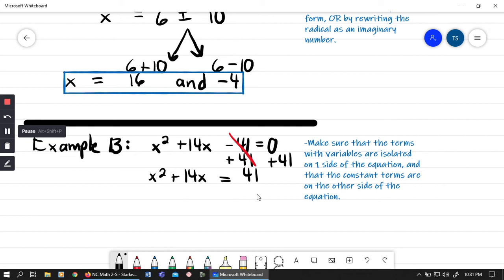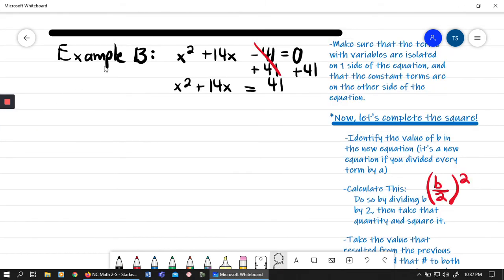Let's identify our b value, divide that value of b by 2, and square that. Then once we have b divided by 2 squared, let's add that quantity to both sides of the equation. That's going to get us a perfect square trinomial. Okay, so let's do that.